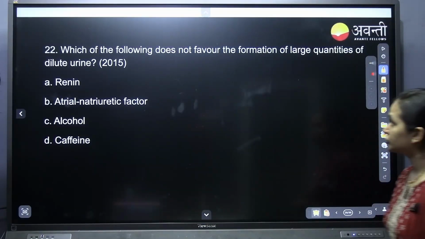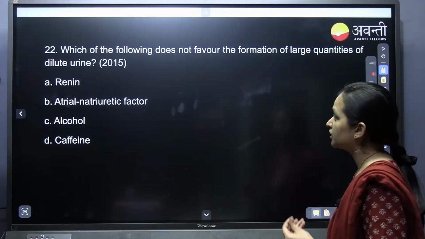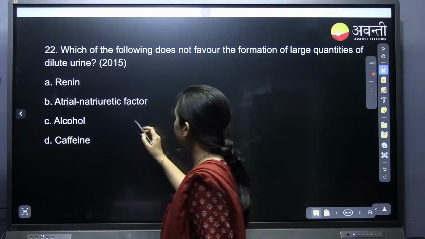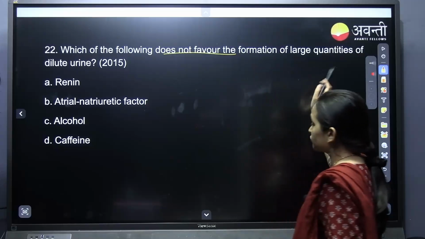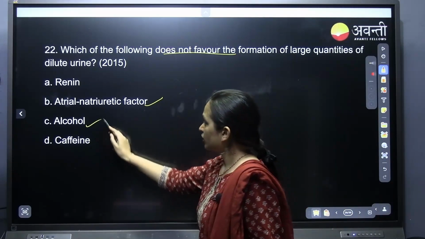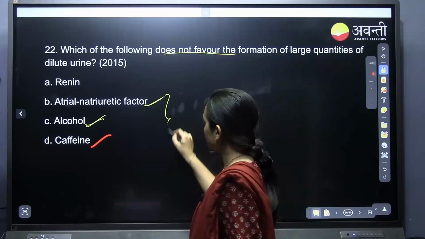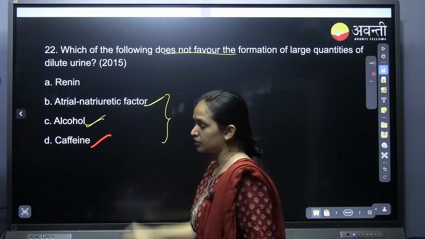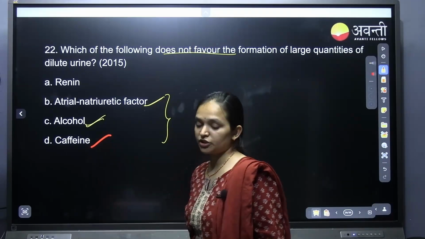Which of the following does not favor the formation of large quantities of dilute urine? We have already done this once, right? It asks, does not favor. So these will favor the large quantities: alcohol, caffeine, as I told you. This will give frequent urination, especially alcohol and caffeine. When you drink alcohol and caffeine, especially coffee.